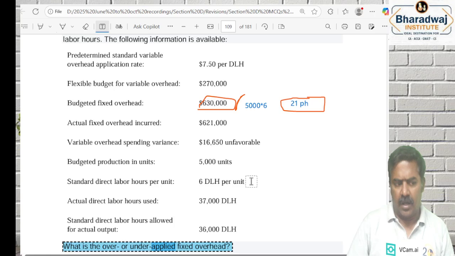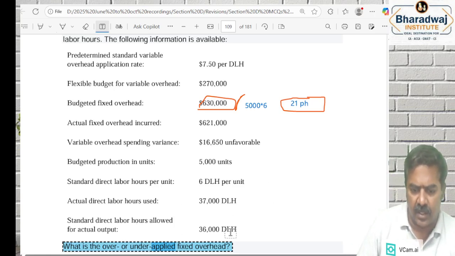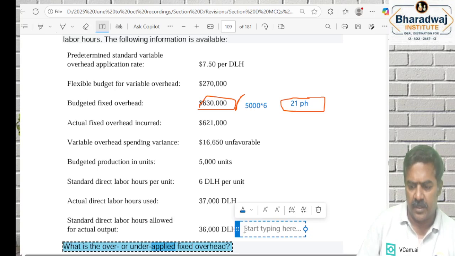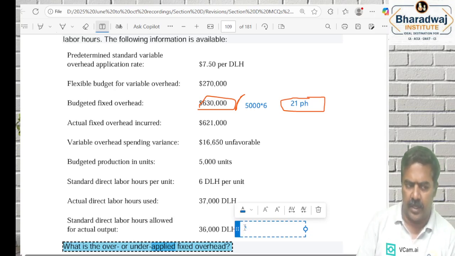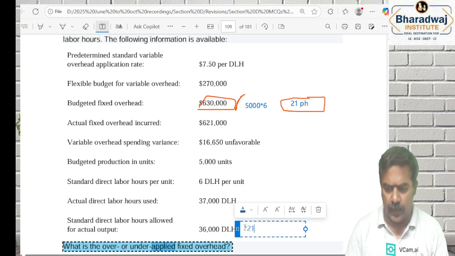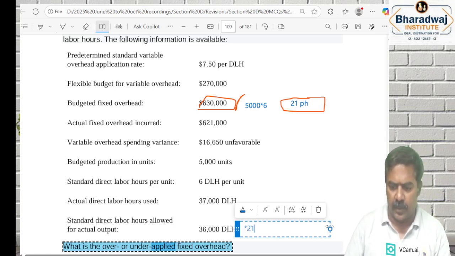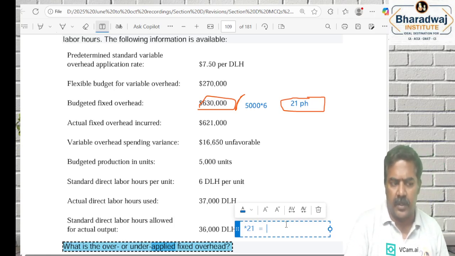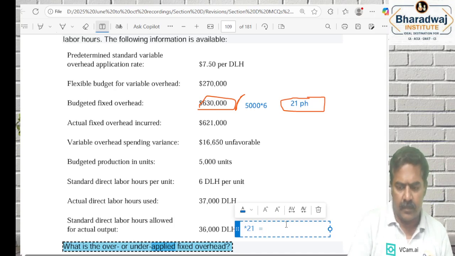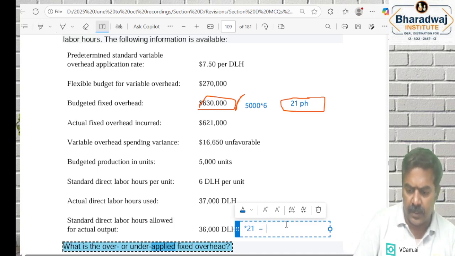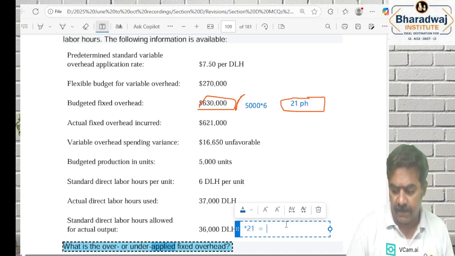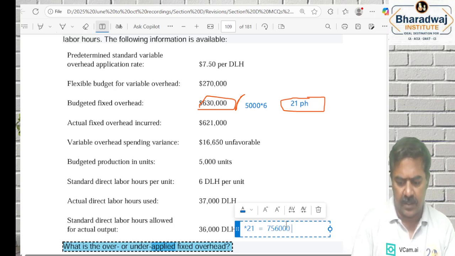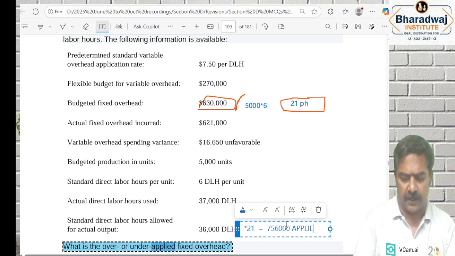So what is the standard hours allowed for actual output? 36,000. This is what would have been applied. 36,000 into 21. We would have applied the factory overheads. How much? 36,000 into 21 is 7,56,000. 7,56,000 is the applied overheads. Applied means overheads charged to production.